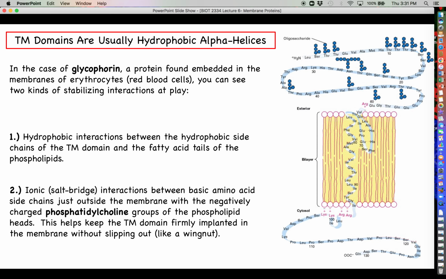So we don't want that to happen. We want this transmembrane domain to stay firmly implanted as it is. So having basic side chains immediately on top and basic side chains immediately on bottom provides some stabilization, so that the transmembrane domain doesn't come slipping out on either side.